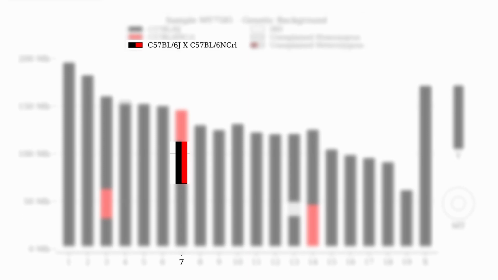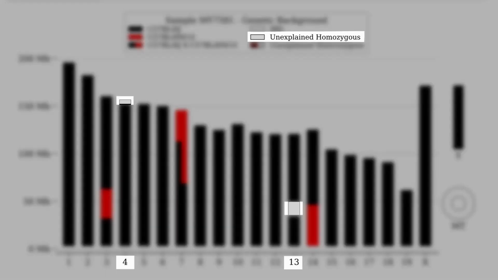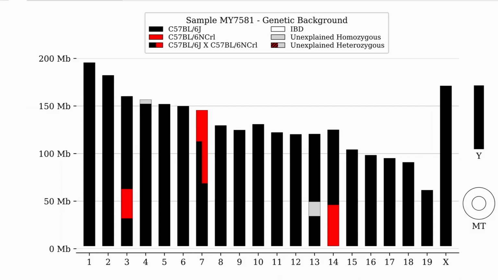This sample is heterozygous for primary and secondary backgrounds in the middle of chromosome 7. The MiniMUGA sample report is optimized for reproducible mouse models involving only 1 or 2 genetic backgrounds. If there are more than 2 backgrounds, any unexplained regions will be shown in gray. In this sample, there are 2 unexplained regions on chromosomes 4 and 13.